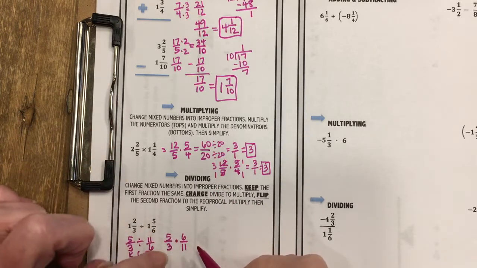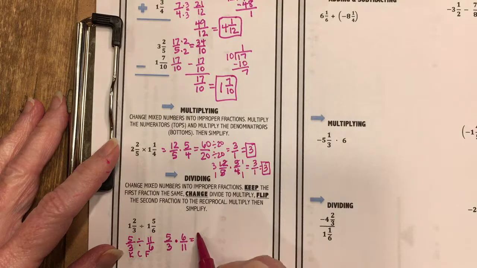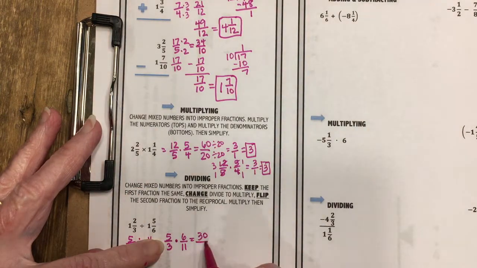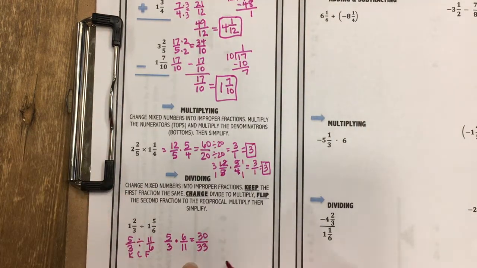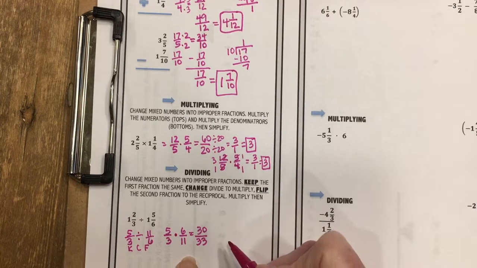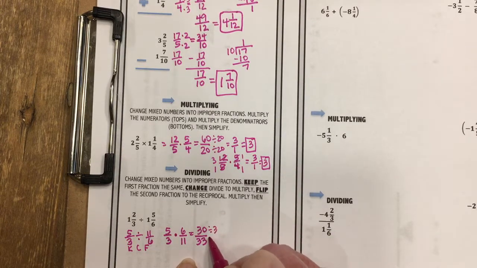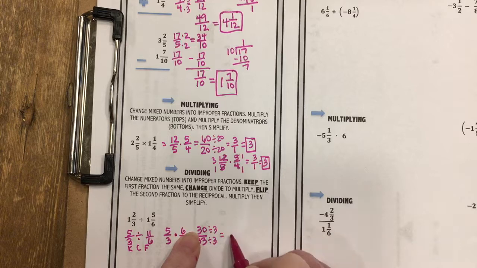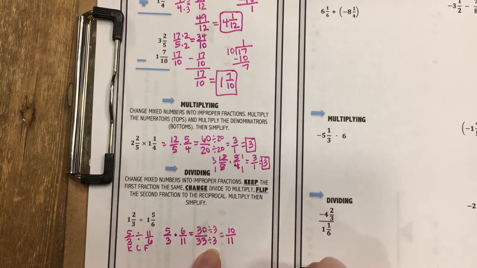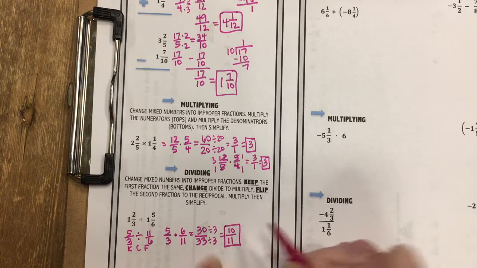Top times the top, bottom times the bottom. So 5 times 6 is 30. 3 times 11 is 33. And the last thing you want to do is check to see if this simplifies. These are both divisible by 3. So we can simplify it. 30 divided by 3 is 10. 33 divided by 3 is 11. And then this does not simplify anymore, so that's my final answer.